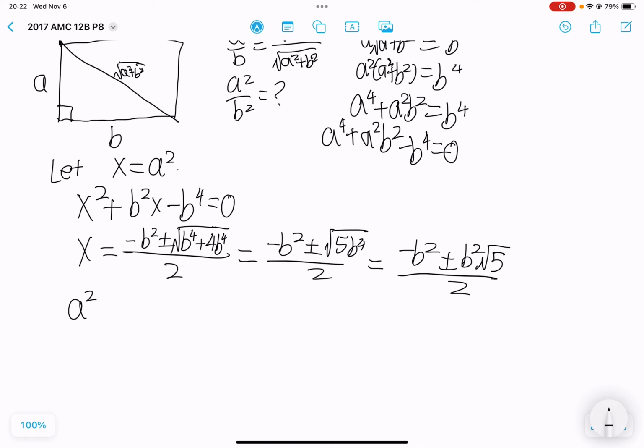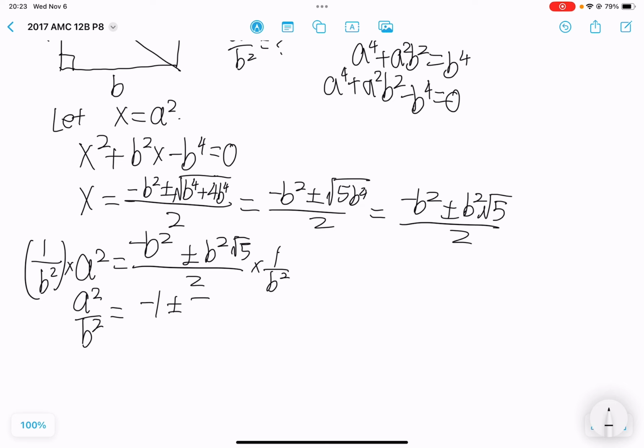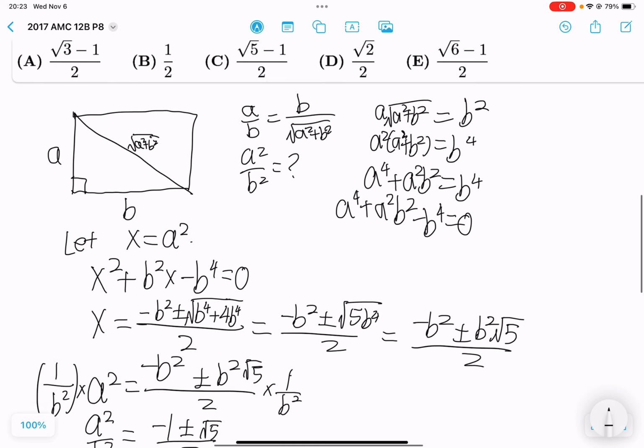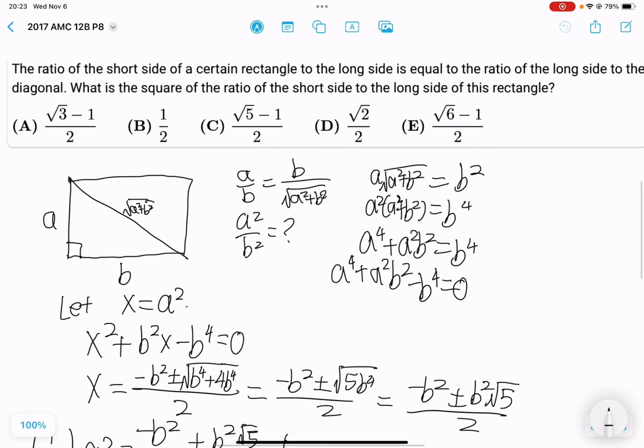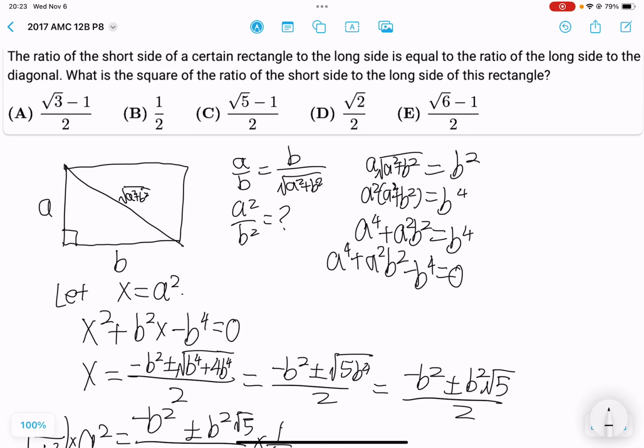So x is A squared. So if A squared is equal to negative B squared plus or minus B squared root 5 over 2, and we multiply both sides by 1 over B squared, then we know that A squared over B squared, which is what we want, is going to be negative 1 plus or minus root 5 over 2. Okay, so is it plus or minus here? Well, the answer choice only gives us the plus option. So negative 1 plus root 5 over 2, or root 5 minus 1 over 2 is our answer.